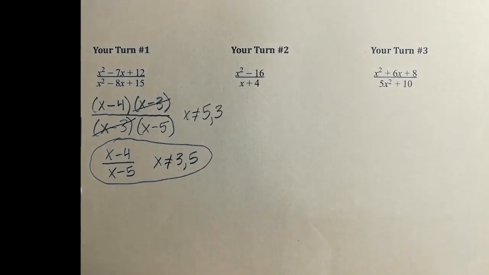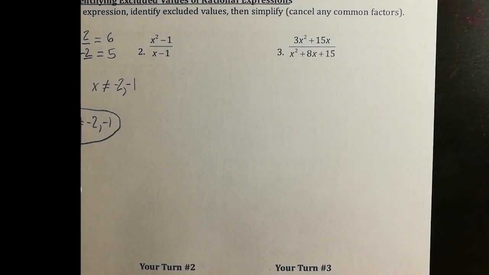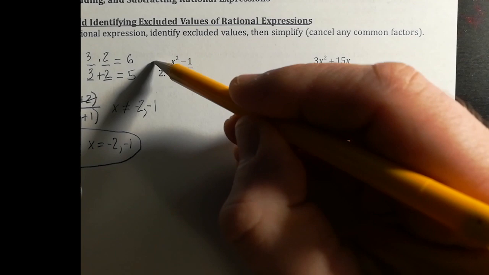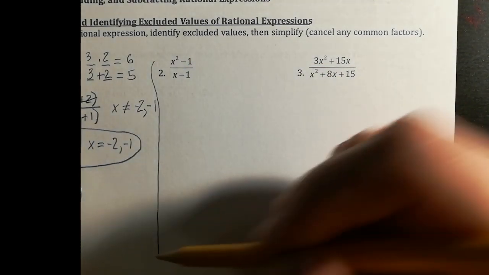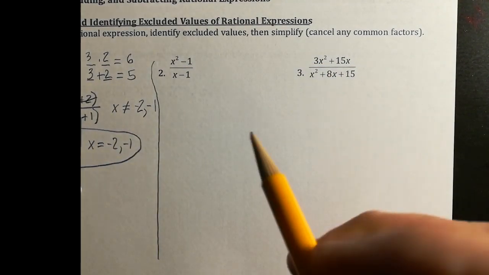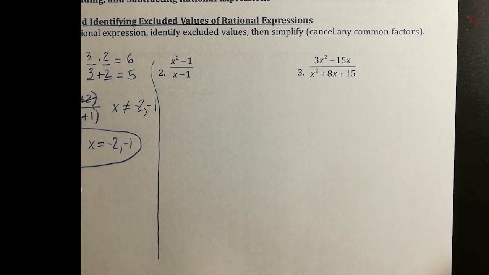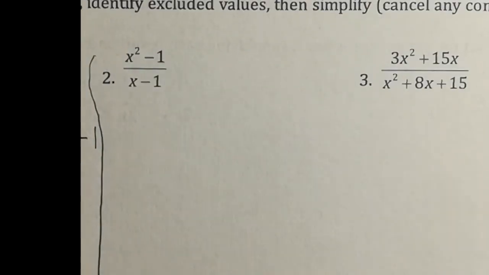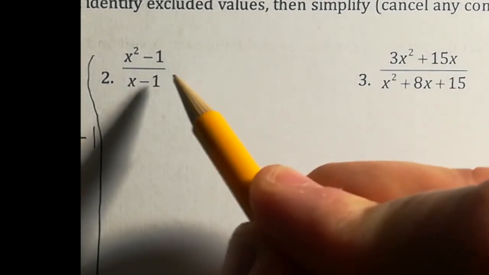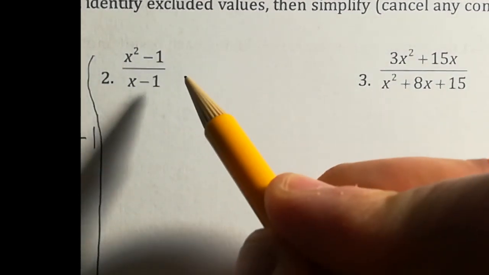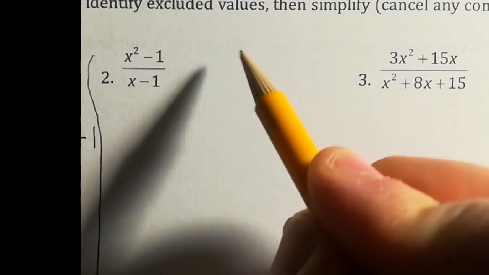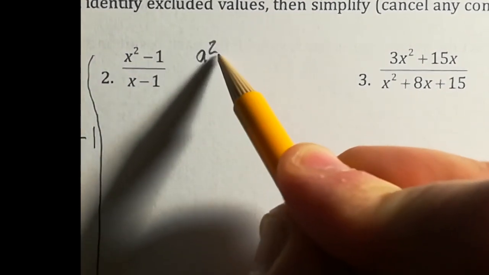Okay, let's take a look at number 2. These are all fairly similar here. Just the factoring is a little bit different. So on number 2, the factoring, this is a difference of squares. So if you recall, we have a little formula for that if you like formulas.